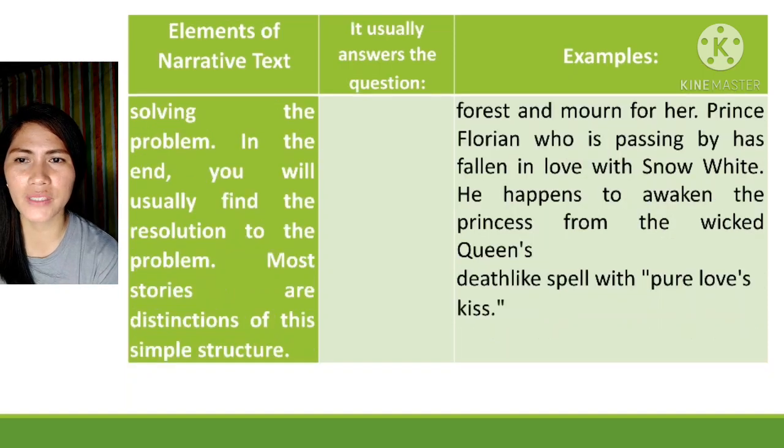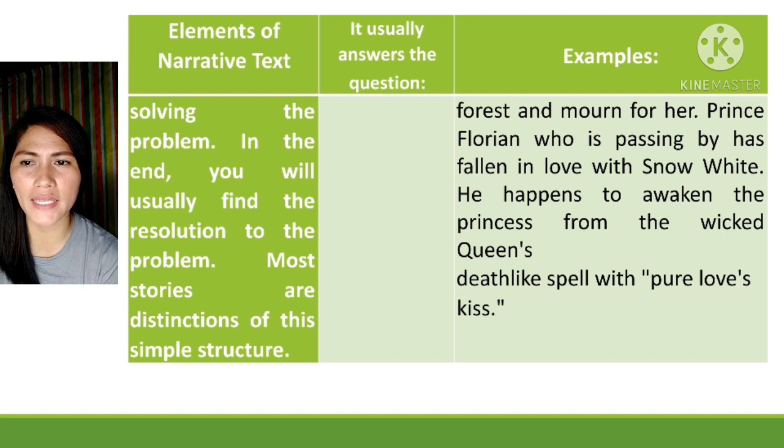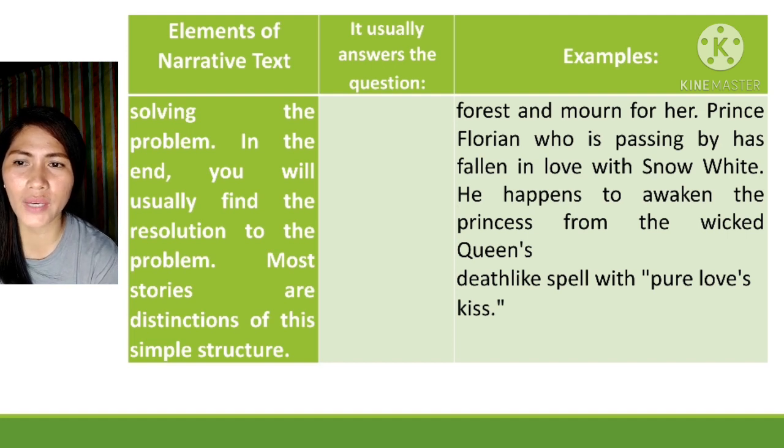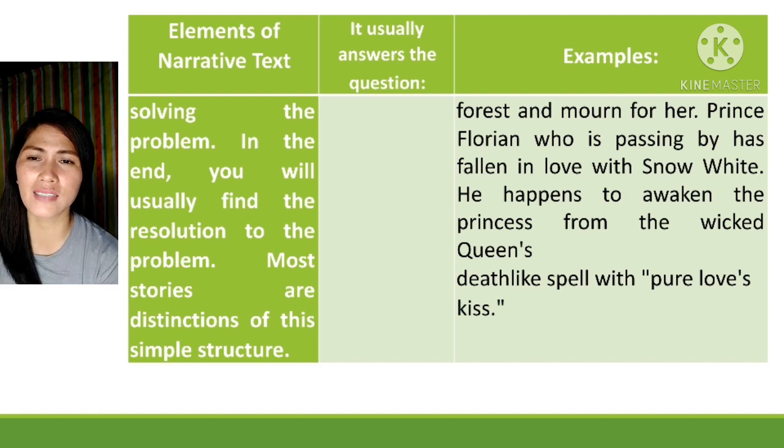Prince Florian, who is passing by, has fallen in love with Snow White. He happens to awaken the princess from the wicked queen's death-like spell with true love's kiss. So that's an example of a plot where you can find the beginning, the middle, and ending of the story.